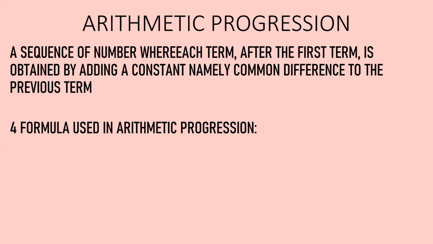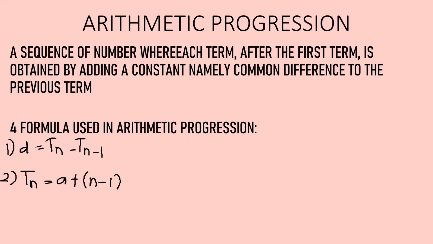So the formulas that will be used in arithmetic are, number 1, the common difference: d equals Tn minus Tn minus 1, where Tn is the second term and Tn minus 1 is the first term. Number 2, the nth term: Tn equals a plus n minus 1 d, where a stands for the first term.